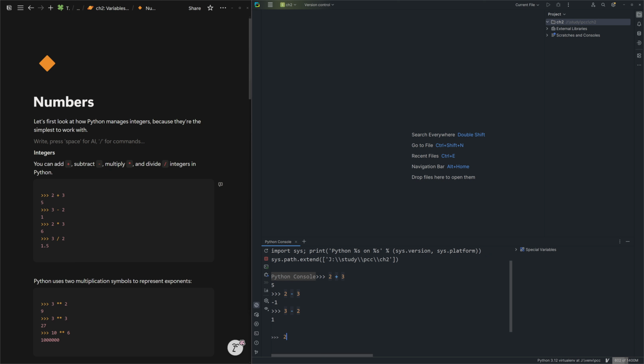And we can do multiplication. Now if you haven't done any programming before, we use the asterisk symbol for multiplication, not the X. It's the asterisk. If you hit shift and then the number 8 on your keyboard, you will see the symbol. 2 asterisk 3. Now that's 2 times 3, which is 6.